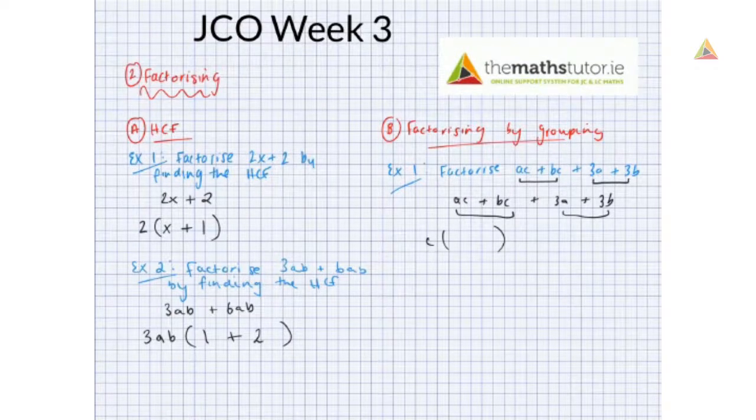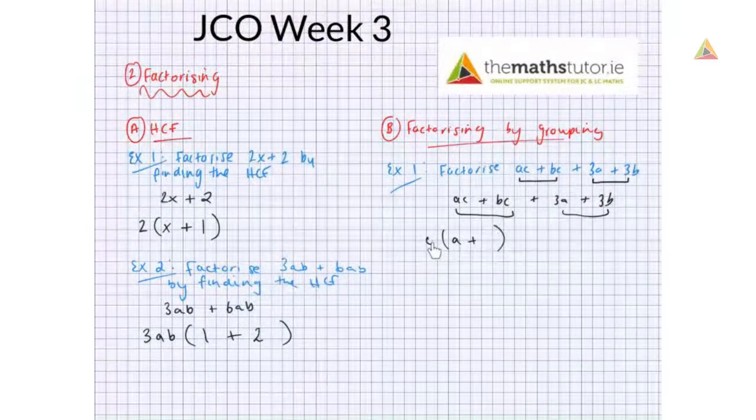Now, C multiplied by what gives me AC? It's going to be A, so A goes in there. C multiplied by what gives me BC? So it's going to be B that goes in there.